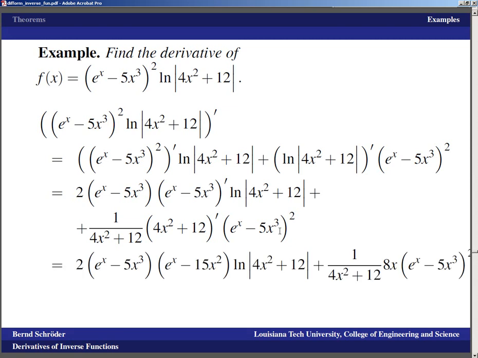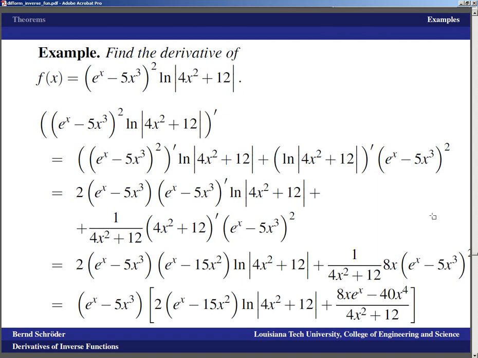Okay, and we can work that out too, because now we just take those derivatives. We get 2 times e to the x minus 5x cubed here, times e to the x plus minus 5x cubed prime, that would be e to the x minus 15x squared. The ln of 4x squared plus 12 is copied, and we have 1 over 4x squared plus 12 copied. Derivative of 4x squared plus 12 is 8x, and e to the x minus 5x cubed squared, that is just copied again.